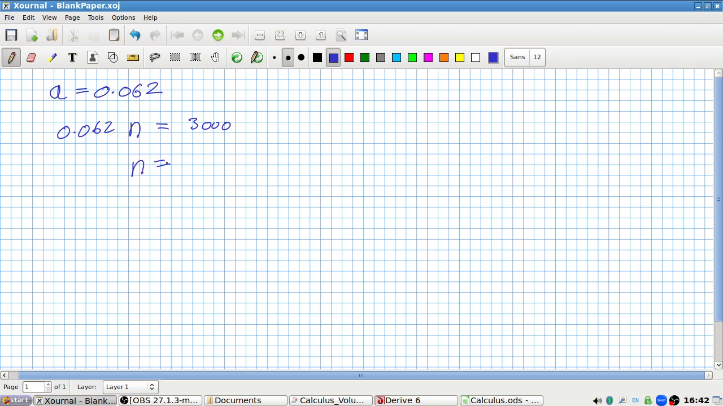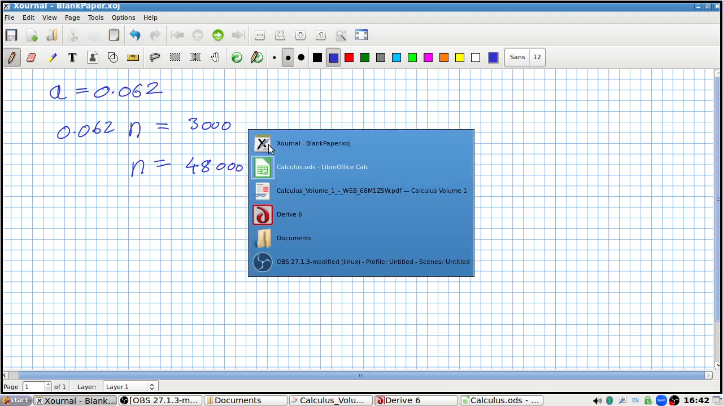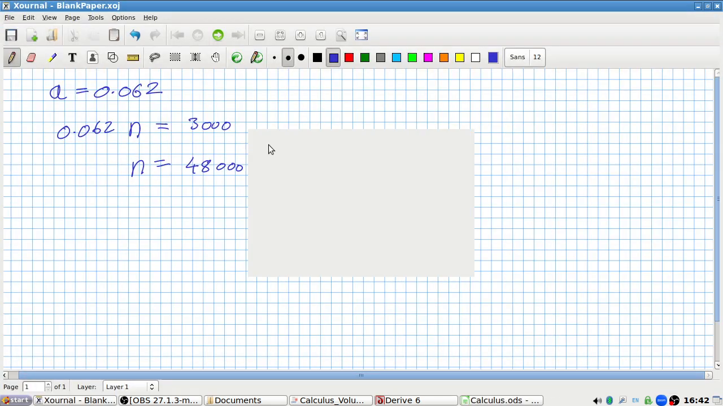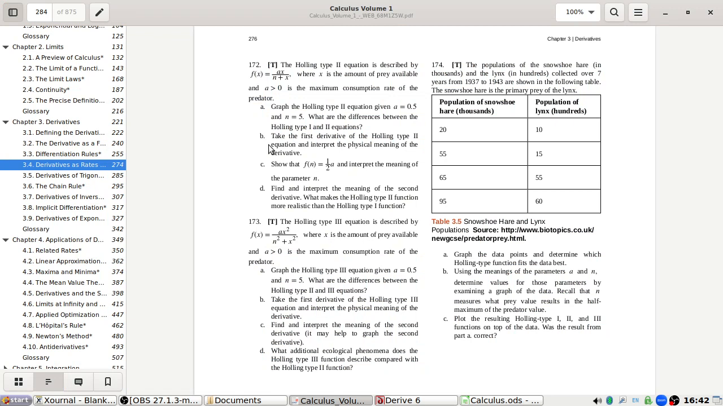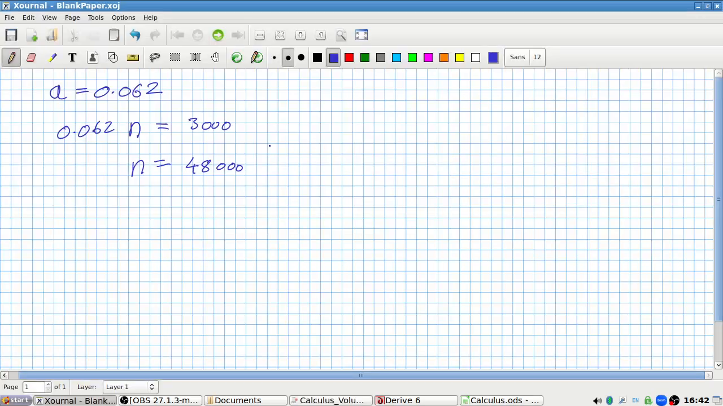N would be 3,000 divided by that? Let's say 48,000? 48,000? I don't know, I think I've done something wrong there. Recall that N measures what prey value results. Oh, prey value.